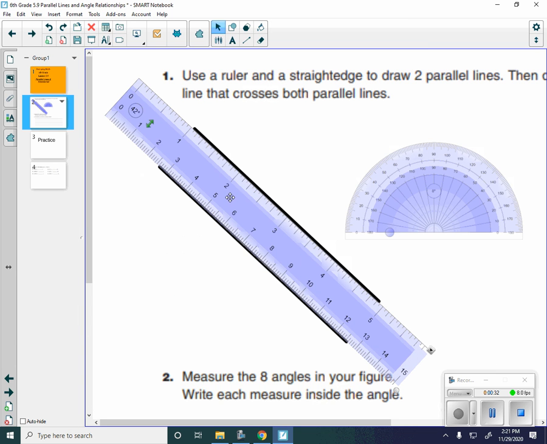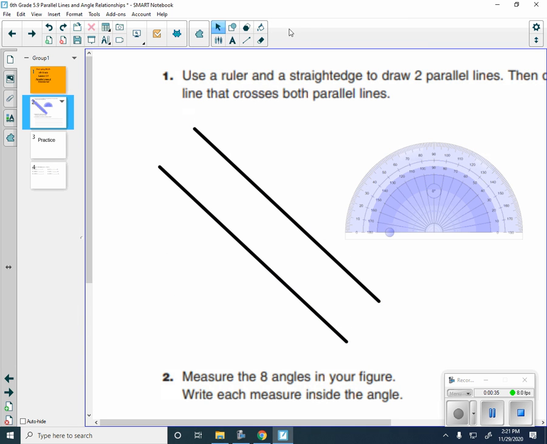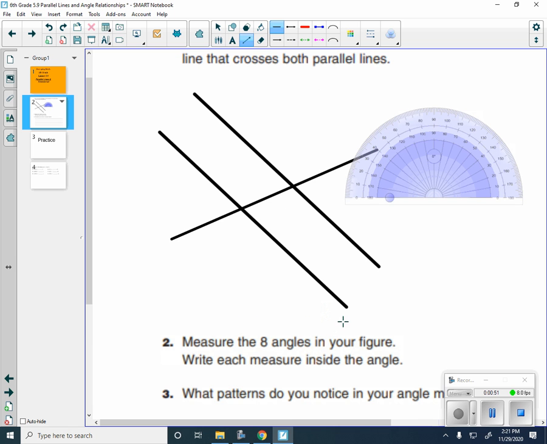I'm going to get rid of this ruler because I don't need it anymore. And then these are two parallel lines. They'll never meet or cross. And then I have to draw a transversal. A transversal is a line that goes through two parallel lines. Okay? It looks just like that. Now it asks me to measure the 8 angles in your figure. So I'm going to be going ahead and doing that right now.